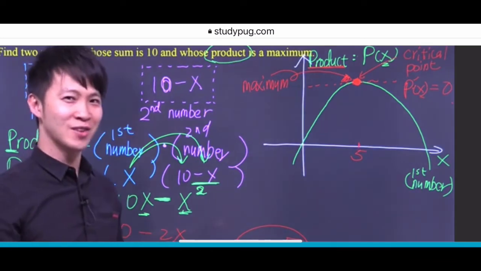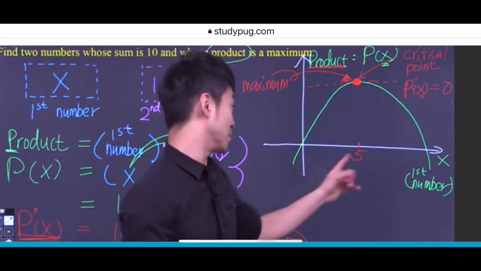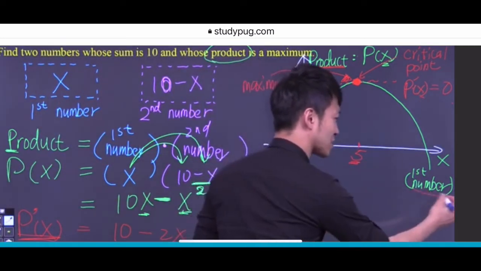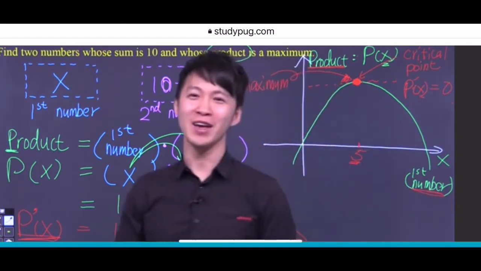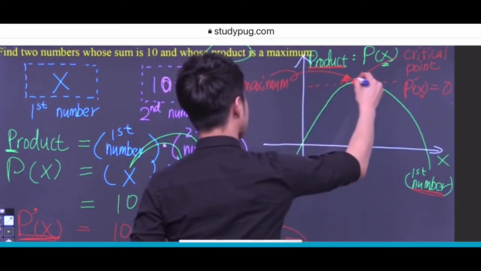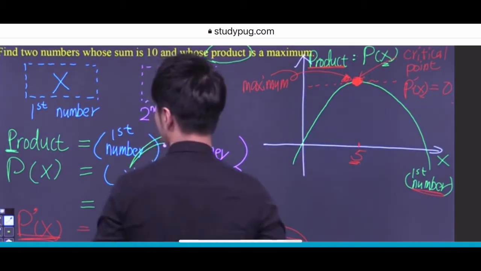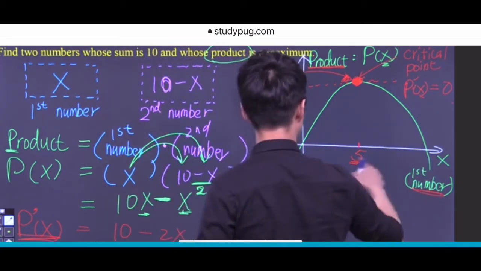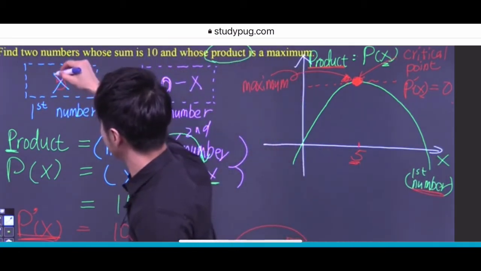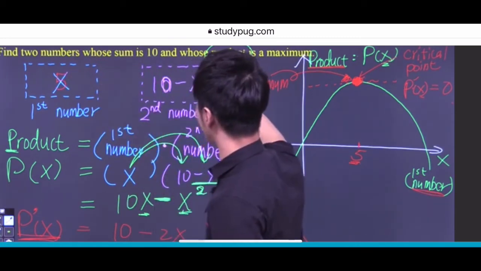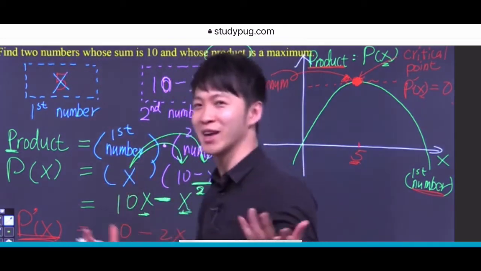And there we go. Just like that, we found the answer. In fact, we found the first number to be 5, and that will give us the maximum product. So our first number, x, must be 5. And we are ready to write the answer now.